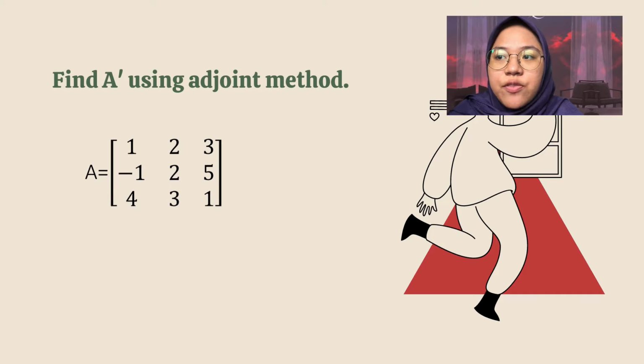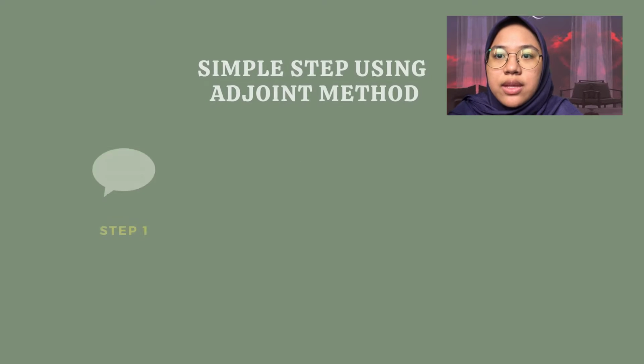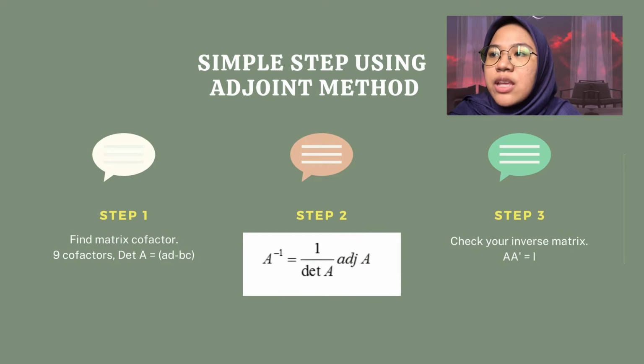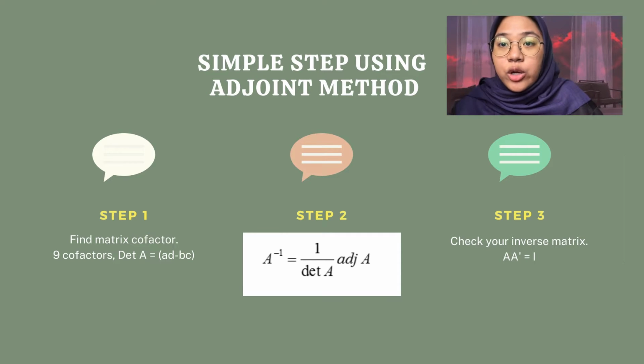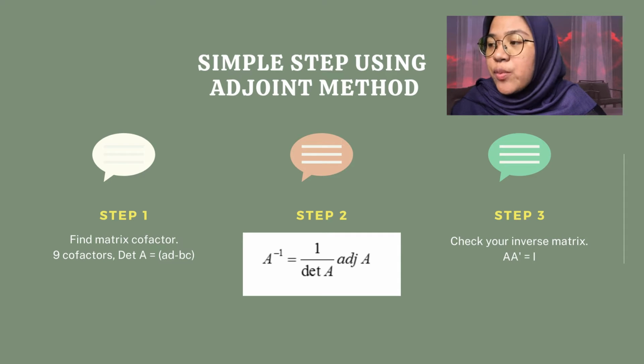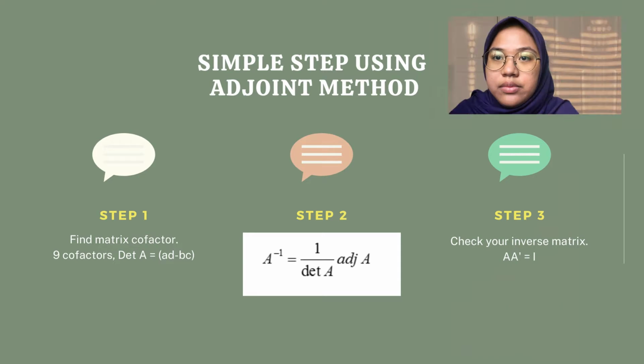The question is, find A inverse using adjoint method. There are 3 simple steps using adjoint method. Step 1 is to find matrix cofactors, which is 9 cofactors, by using formula determinant A, AD minus BC. For step 2 is substitute into the formula. Okay, for step 3, you should check your inverse by using this formula, which is product of matrix A and A inverse equal to identity matrix.